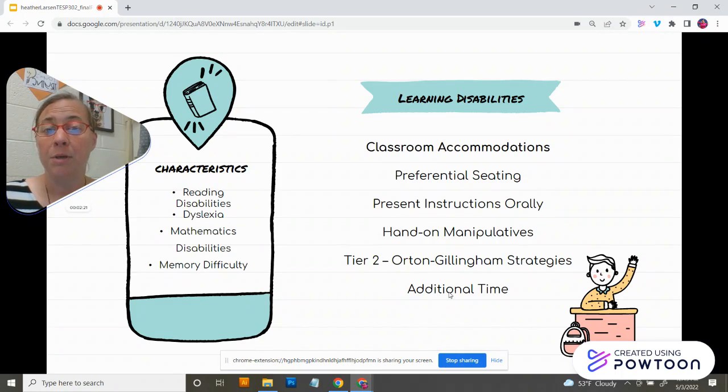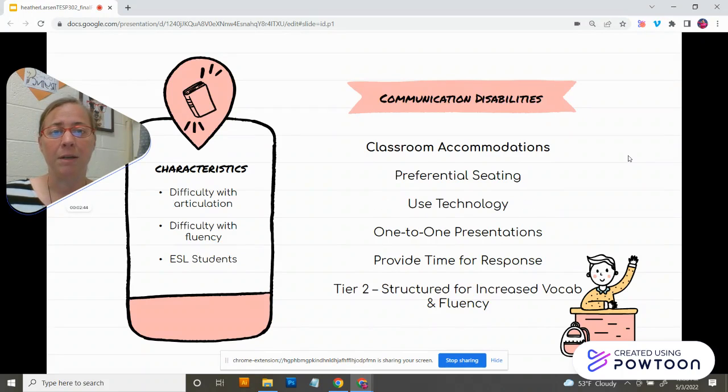Having instructions presented orally to them rather than giving them instructions to read on their own, so they know the exact expectation of the assignments and what's expected of them and the outcomes. Also, allowing these students to have additional time to complete their assignments or testing would be very helpful because it does take them a bit longer to understand and comprehend what they are reading.